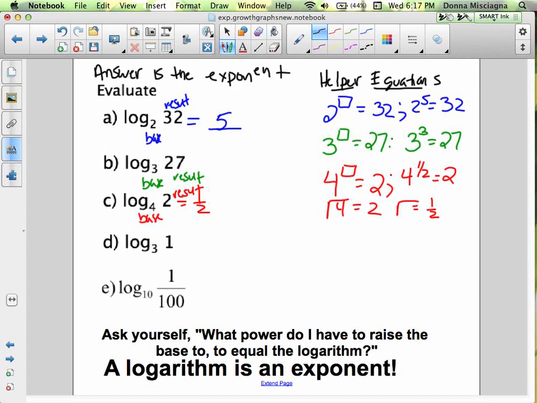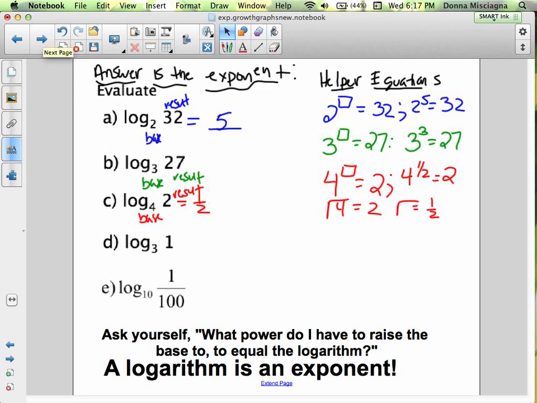Exponent. There we go. Right, so when I say, hey, you should write this down, I'm noticing whether or not you're actually listening to me.